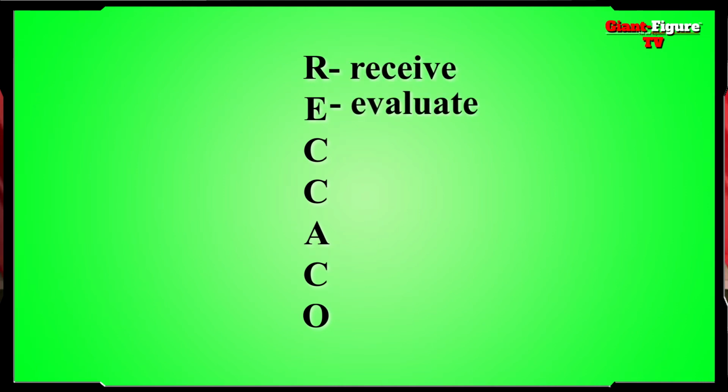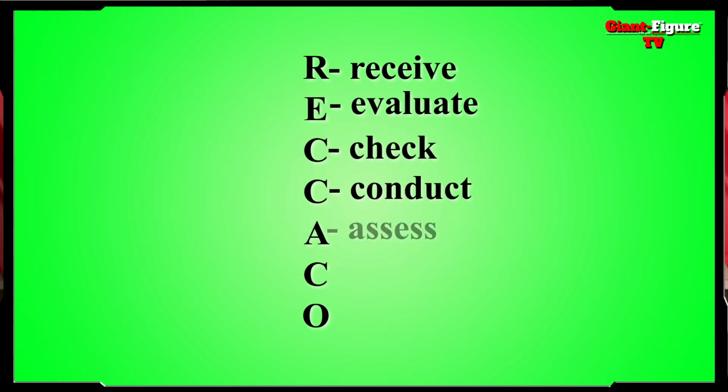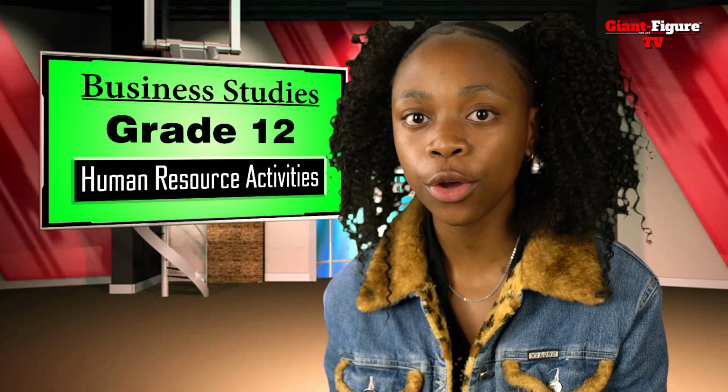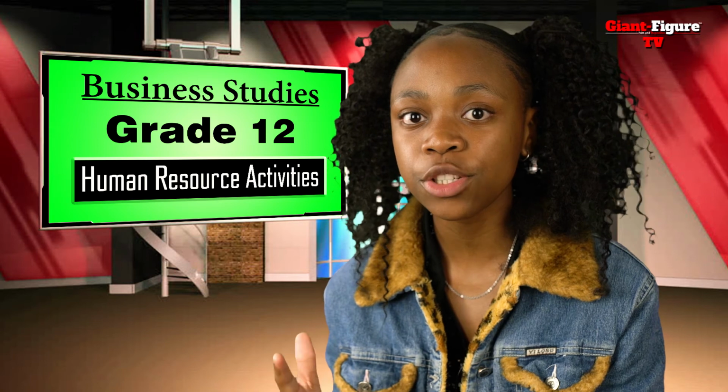So with selection, it is advisable for you to use acronyms to make it much easier for you to recall the steps during an examination. So you can use RIKECO for the steps. Your R will stand for receive, your E will stand for evaluate, your C will stand for check, another C for conduct, A for assess, C for conduct, and then O for offer. So with the RIKECO principle, it makes it much easier for you to remember all the steps.